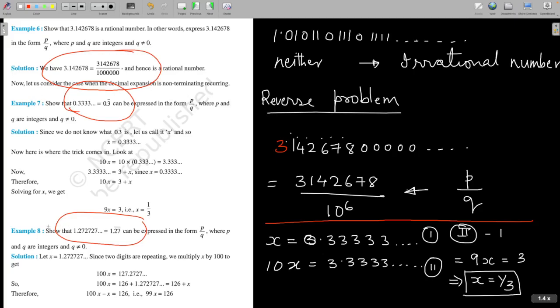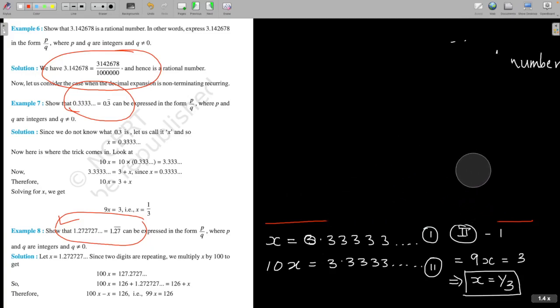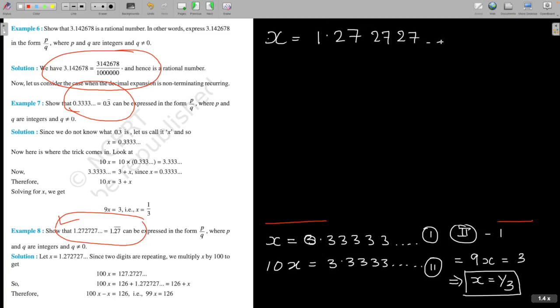Let me try this example as well. These are very simple but very important examples. So let me try also this problem. So I think I want to stick to this board, so I'll use this eraser and do this problem. All the illustrated examples seem to be extremely well chosen. So the problem is x is equal to 1.272727 and go on forever.